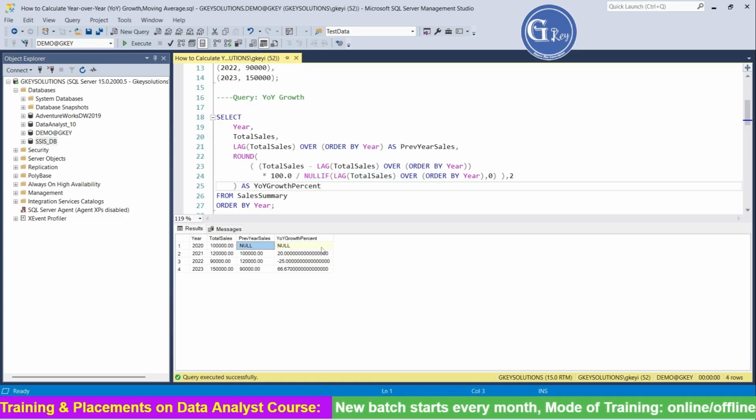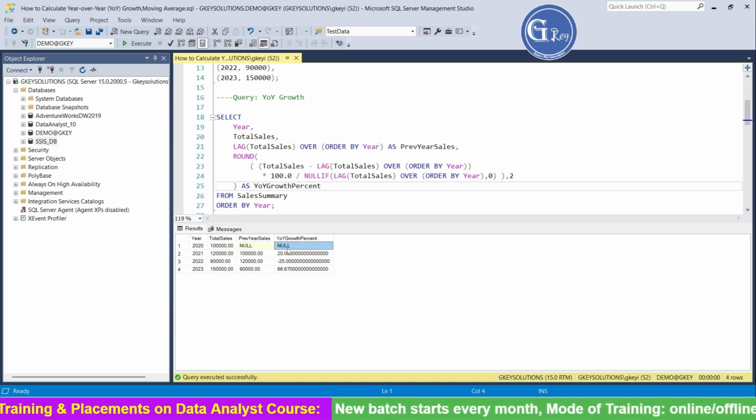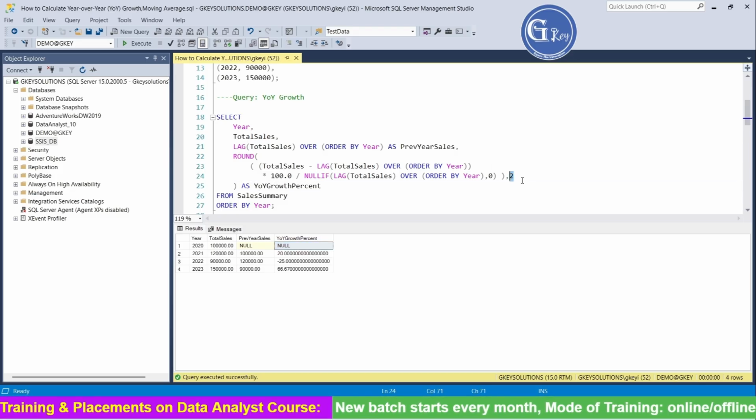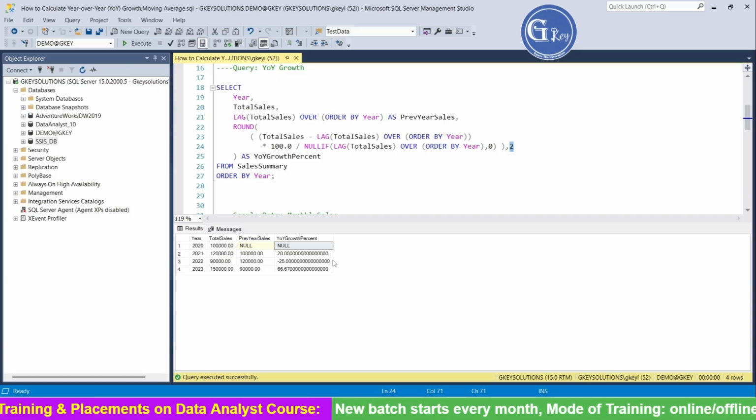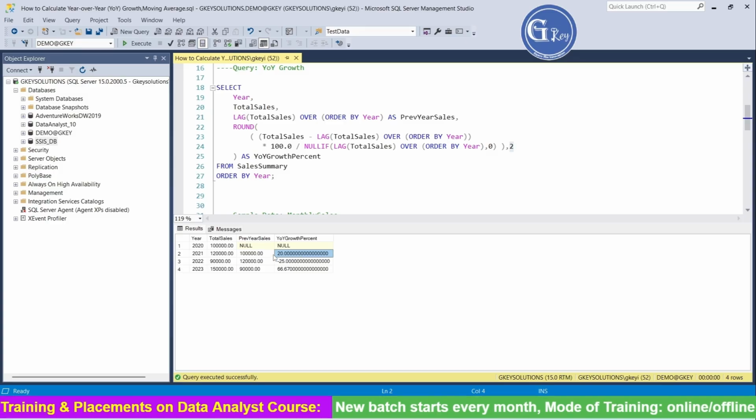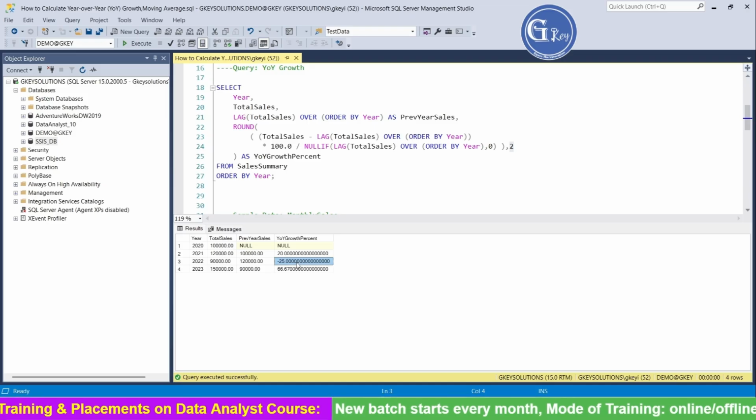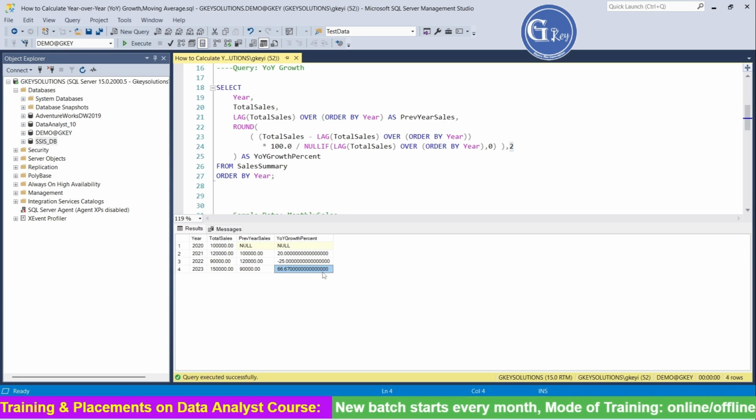For this value, the previous value is null, that means 0, so we have given a null value for this, and we are rounding the value to 2 decimal places. In such a way we have got this output. Compared to the previous year, this year is 20% in positive phase, 25% in negative phase, and 66.67% in positive phase. In this way we are comparing the data with year on year growth.